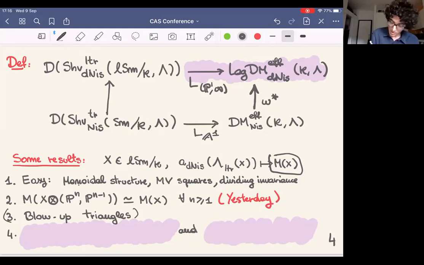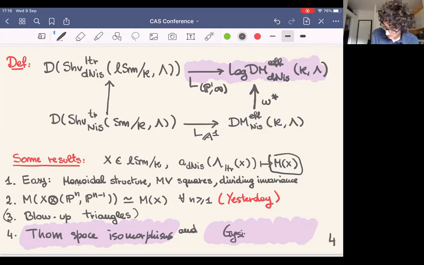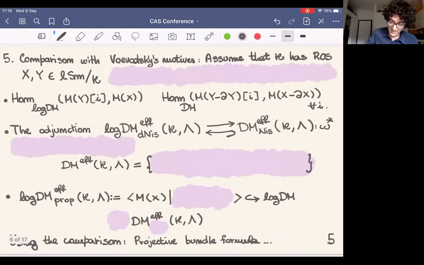Okay, so we're saying that we also have Thom space isomorphisms and Gysin triangles. I will come back to this later, but first let me say something about the comparison with Voevodsky's motives.